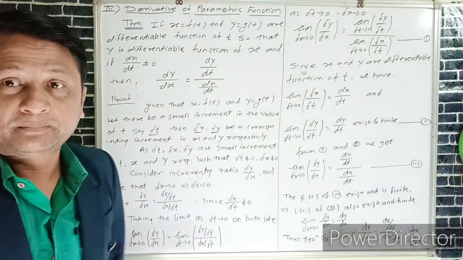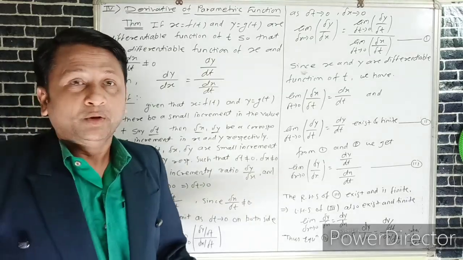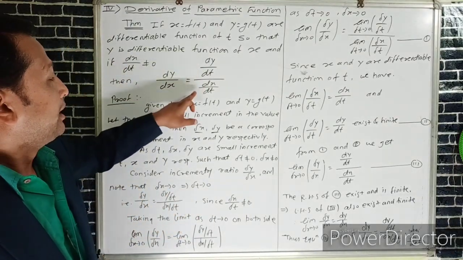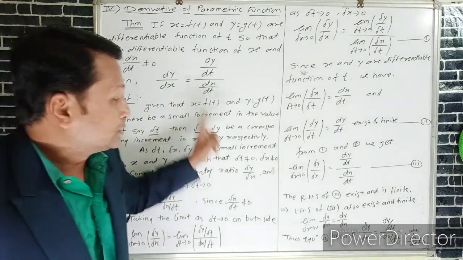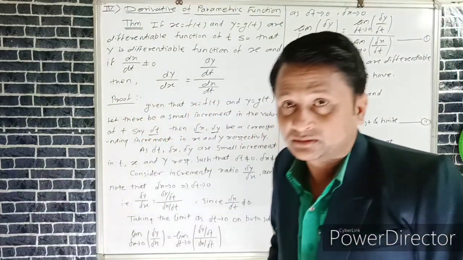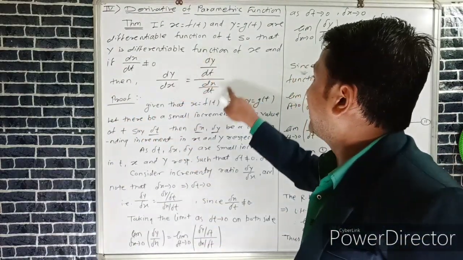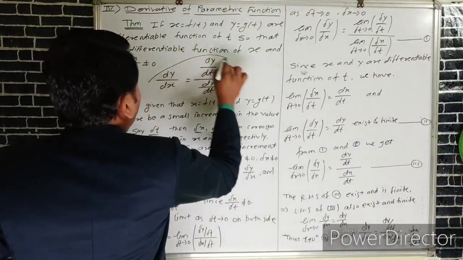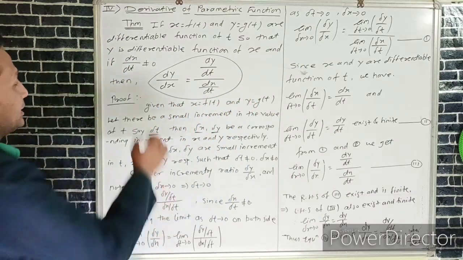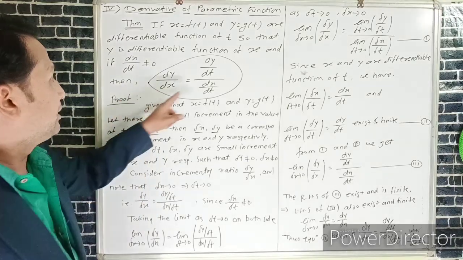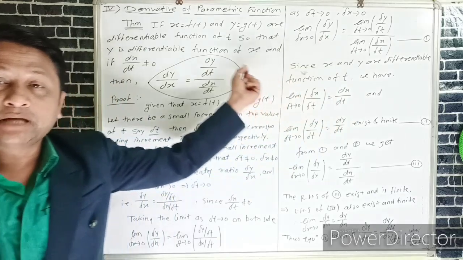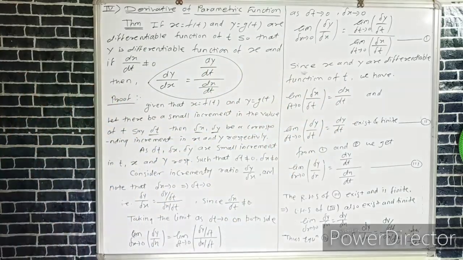By this condition, using this process, we can prove that dy upon dx is equal to dy by dt upon dx by dt, which is also called the definition of parametric functions. By using this definition of parametric functions, dy by dx is equal to dy by dt upon dx by dt, we can solve the following examples which are given.